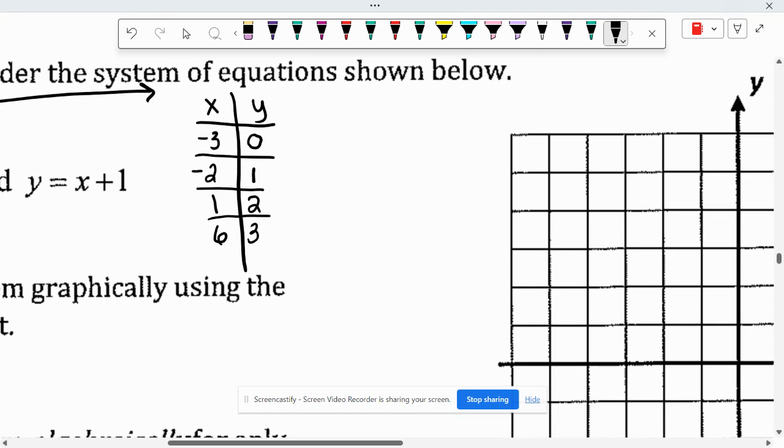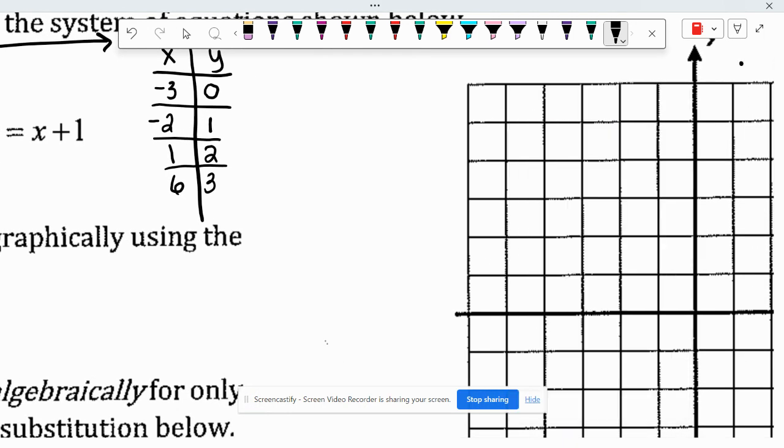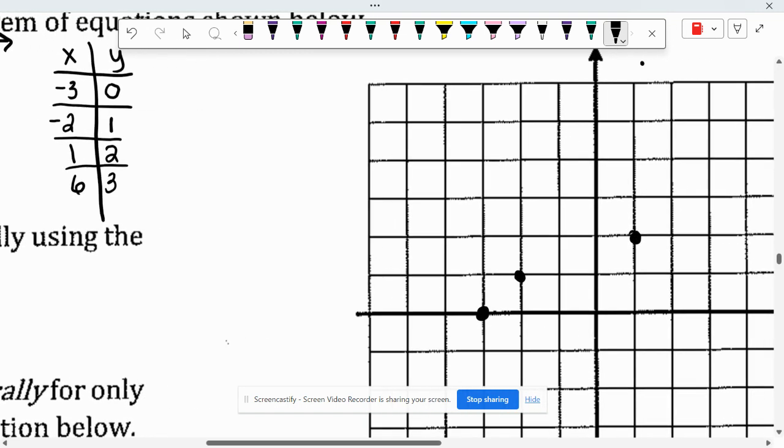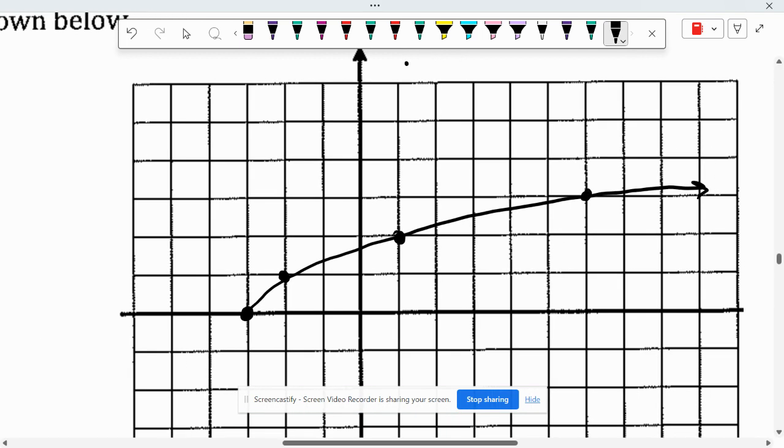So I want to show you what that looks like right here. When x is negative 3, y is 0. When x is negative 2, y is 1. When x is positive 1, y is 2. And when x is positive 6, y is 3. So this graph looks like this. It's a curve that goes just like that.